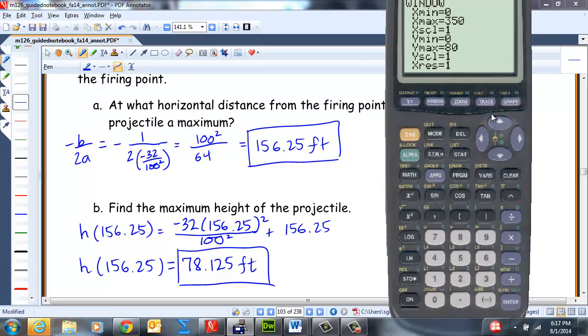And then y equals negative 32 times x squared divided by 100 squared plus x. All right, let's see what it looks like. Nice. So there's our graph, and let's see what they wanted us to do with it. So here's the initial graph.